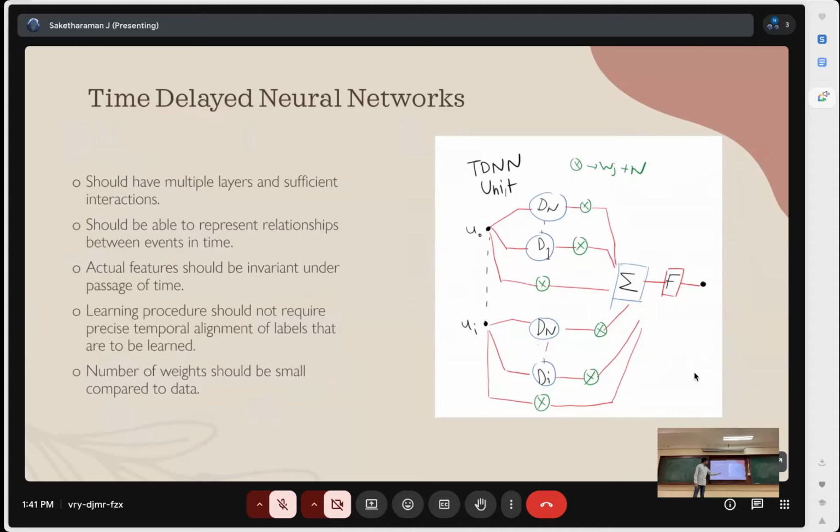Learning procedures should not require precise alignment. Basically, the learning method should not tell it how, when, or what the sound is. It should be able to recognize the sound on its own and learn this on its own. The number of weights should be small compared to the data. This is so that the model is forced to train again and again, and accuracy improves.